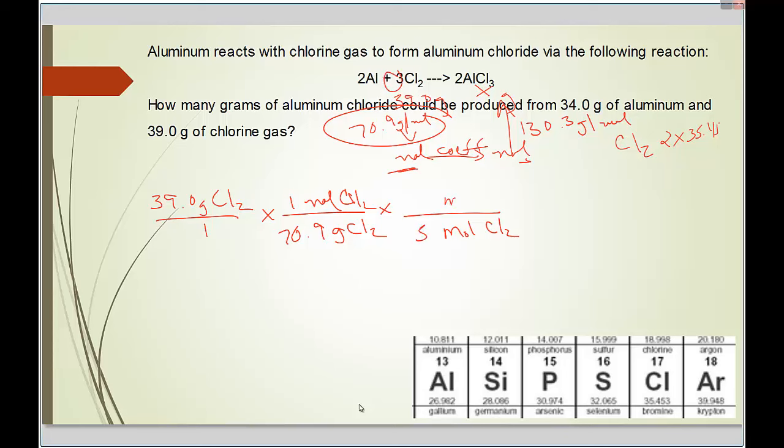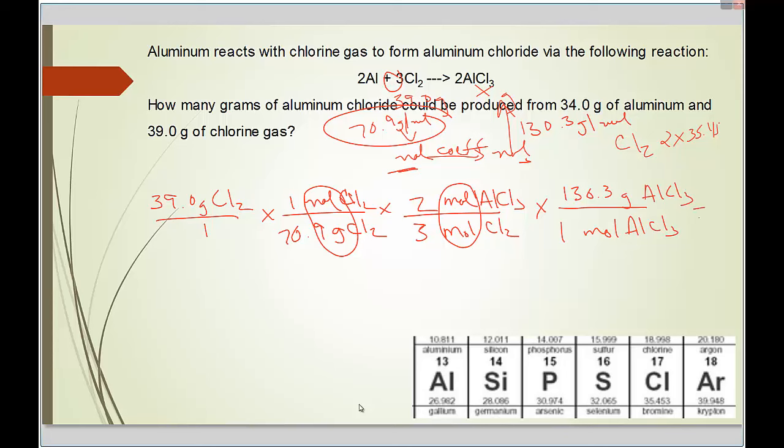Once again, I only use the coefficients when I have moles to moles. Whenever I don't have that, no grams per mole, 1 goes with the moles. I don't use the coefficients. The only time those coefficients ever come in handy is moles to moles. Alright, so we have it in moles of AlCl3 now. I'm going back to 1 for the moles, because the coefficient, the moles to moles, is the only time I ever use it. I'm going to grams now, to 130.3 grams of AlCl3. That's going to come to 39.0 divided by 70.9 times 2 divided by 3 times 130.3. That comes out to be 47.8 grams of AlCl3. From here, we need to compare.